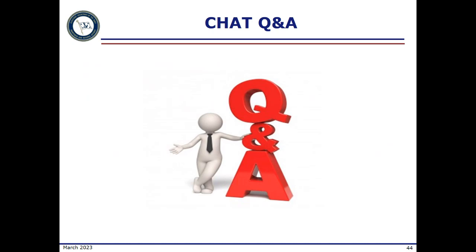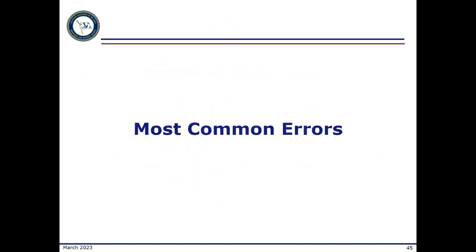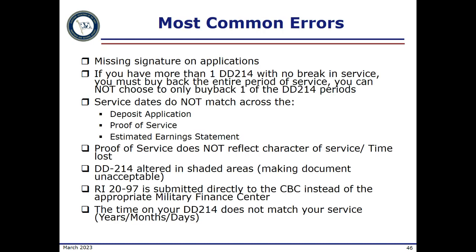Welcome back. Now we are going to go over the most common errors we see when employees are submitting their military service deposits to the Civilian Benefits Center. Okay. A big one is a missing signature on the applications. Either it's missing completely, or maybe they sign one application and don't sign the other, or they use that computer generated signature, which isn't allowed. So make sure both applications have your signature, the wet signature or CAC, and that both are completed.